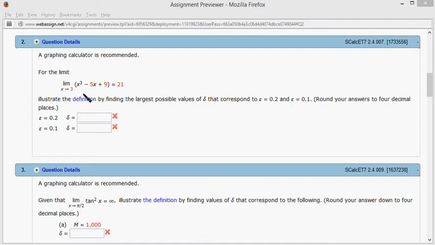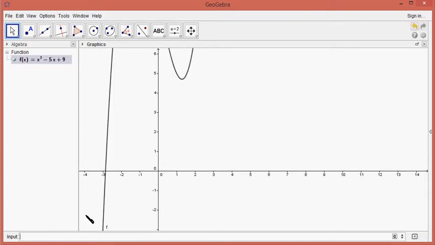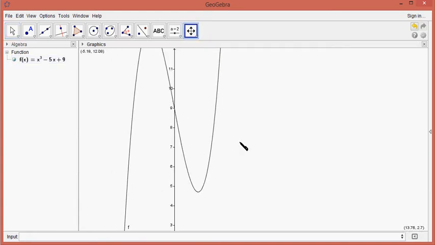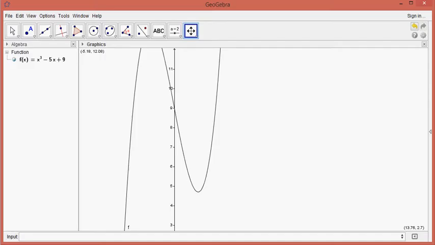So the function is x cubed minus 5x plus 9, so let's put that in using GeoGebra. f of x is equal to x cubed minus 5x plus 9. Hit enter, and it looks like this. Then x is going to 3 and the limit is 21.